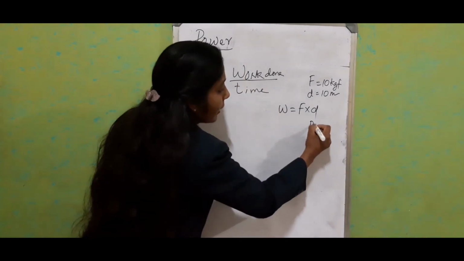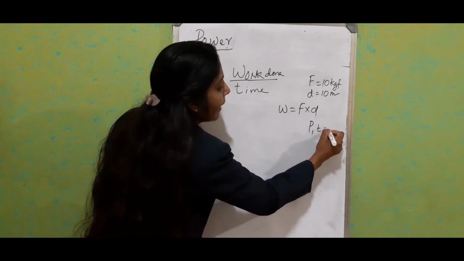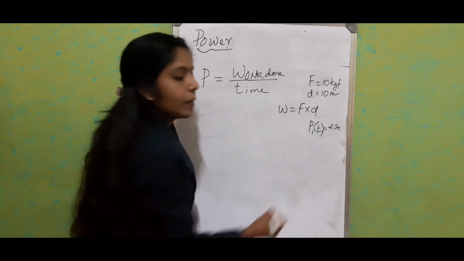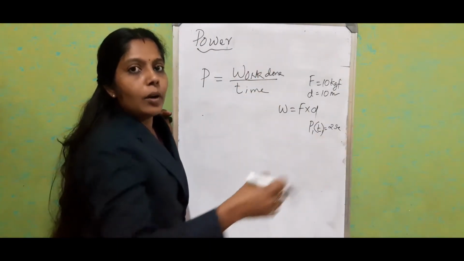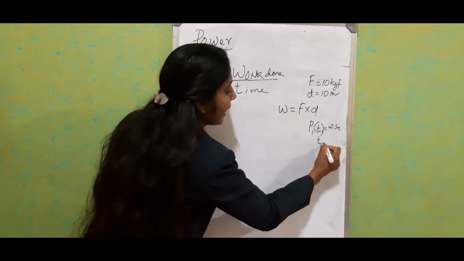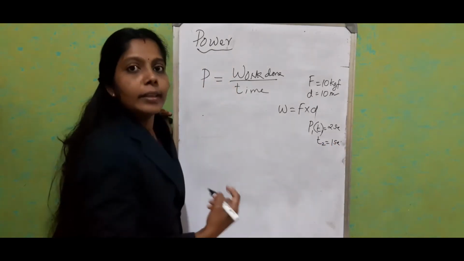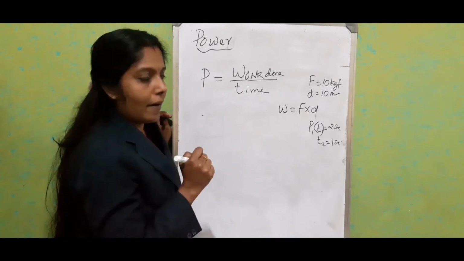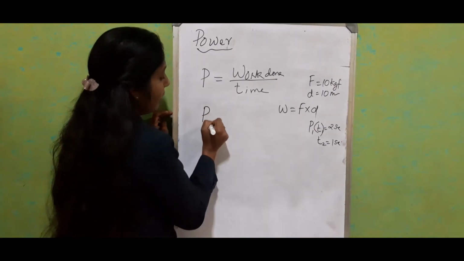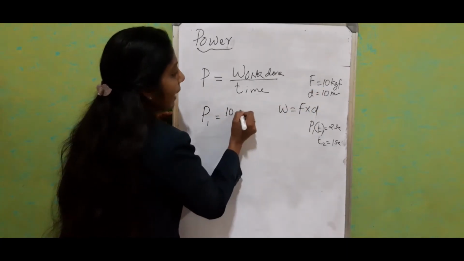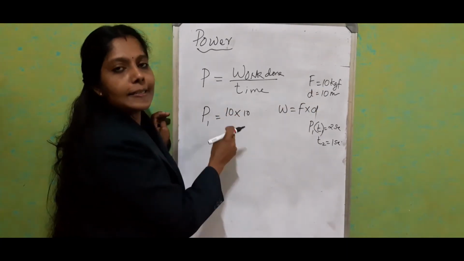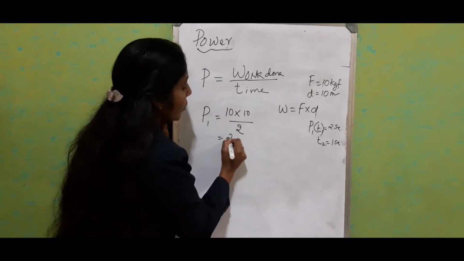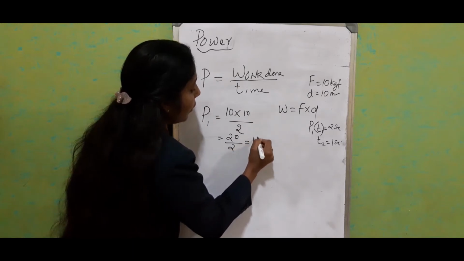The first person completed it within 2 seconds, and the second one took only 1 second to keep the material. Let's see which person has more power. Person 1 power is equal to 10 into 10, the same distance and same weight, divided by 2 seconds. So 100 by 2 is equal to 50.